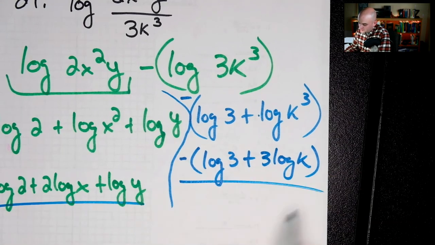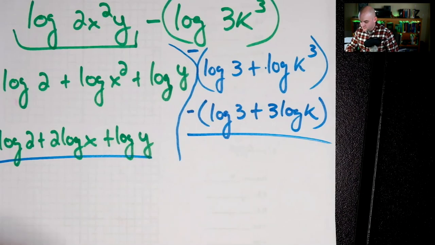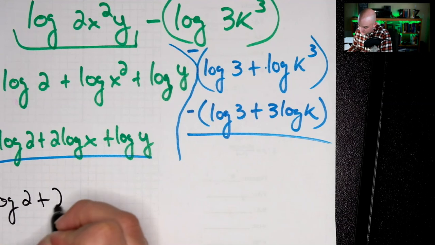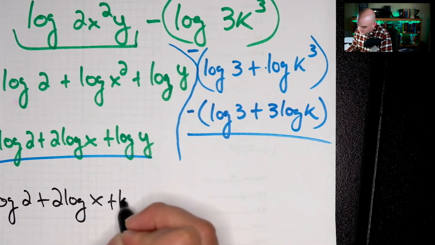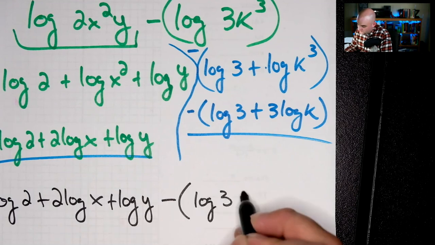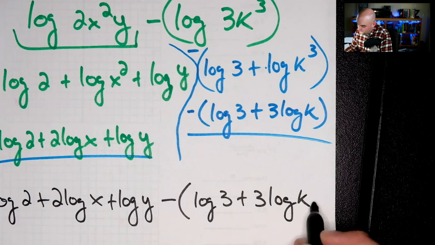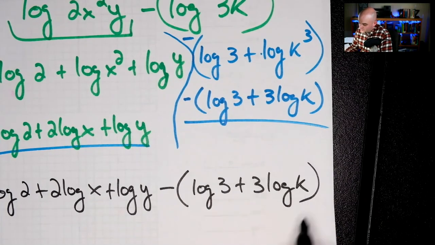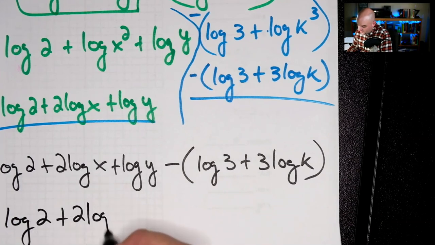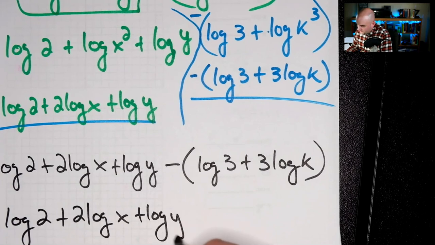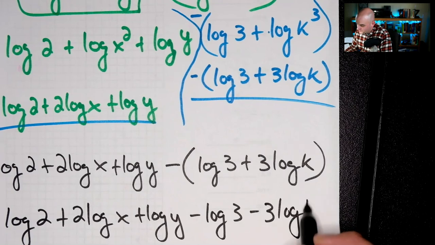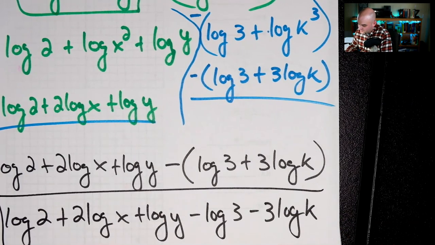So I need this and this to be combined. And so I'm just going to write it all out as my final answer in black. I've got log of 2 plus 2 log x plus the log of y minus, in parentheses, the log of 3 plus 3 log k. And if we're simplifying it, we throw that negative in there. So one more time, who doesn't like writing this stuff over and over again? Distribute that negative, we get minus log 3 minus 3 log k. And boom, there's our answer. Lots of logs there.